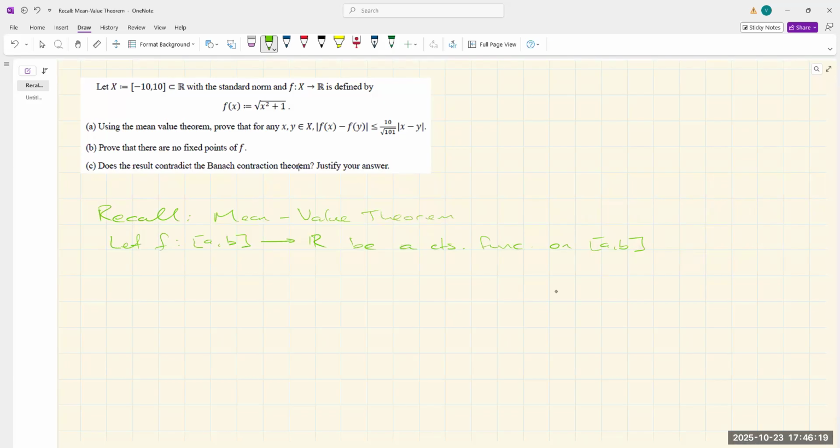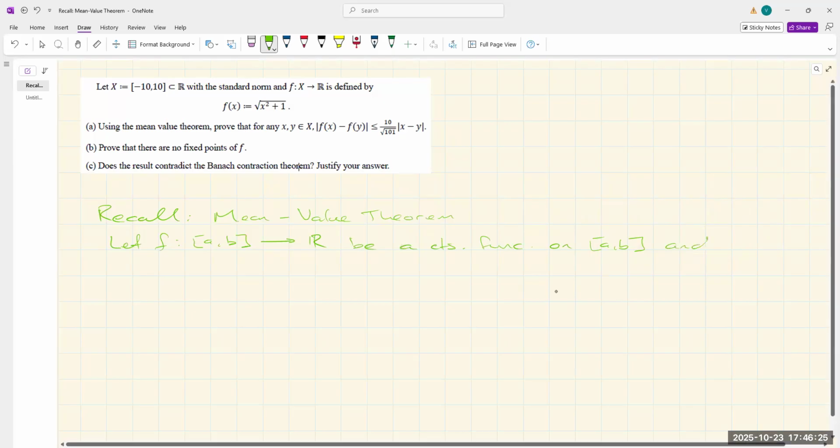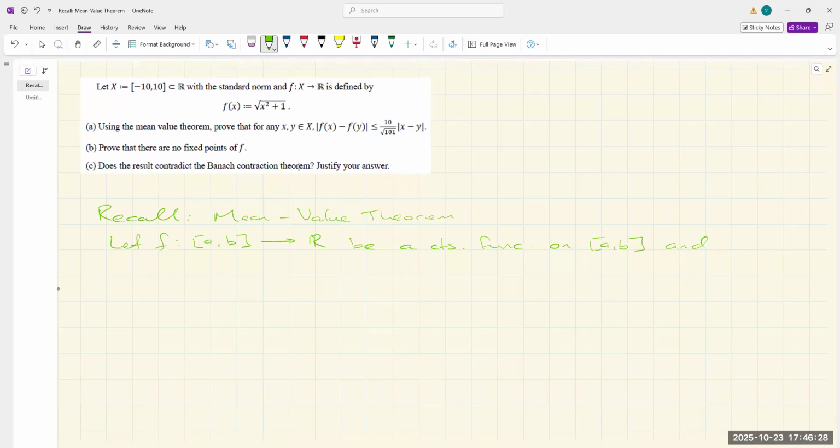Okay, this is the mean value theorem, so let f be a continuous function on the closed interval [a,b], and it has to be differentiable on the open interval (a,b). Of course, if we look at what this function f is, it's basically a square root function. The square root function is a continuous function, and it is C1, meaning that it is differentiable. So this function f satisfies these conditions.